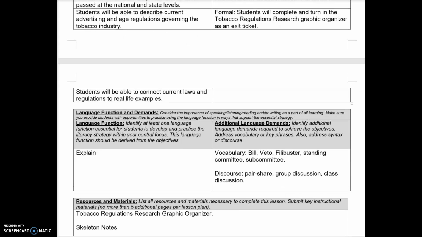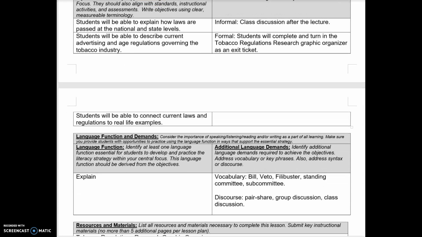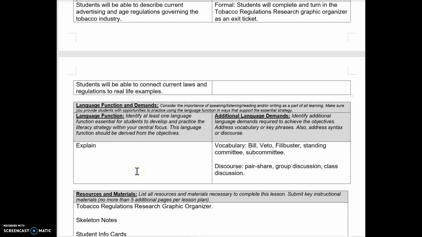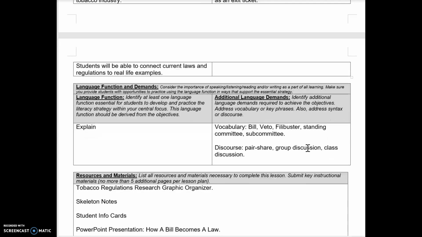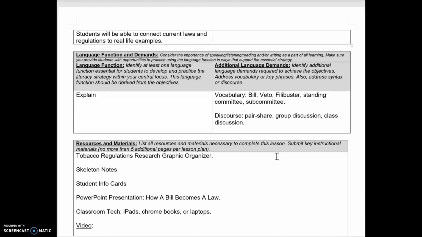their exit ticket. For our language function, we chose explain because students will be explaining how laws are passed at the national and state levels, and while they're describing the current advertising and age regulations, they will be able to explain what those laws are as well. For additional language demands, we have our vocabulary list: bill, veto, filibuster, standing committee, and subcommittee. And for our discourse, we wrote pair share, group discussion, and class discussion.